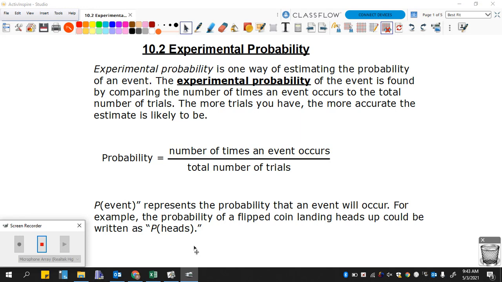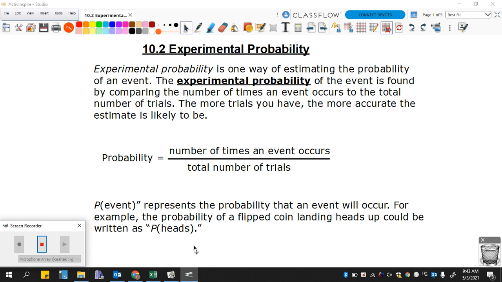All right, in this lesson, we're going to continue our discussion on probability by talking about the experimental probability. The experimental probability is just simply one way of estimating the probability that an event will occur. And to find the experimental probability, it is found by comparing the number of times an event occurs or happens to the total number of times that you had trials. So the more trials you have, the more accurate an estimate is going to be.